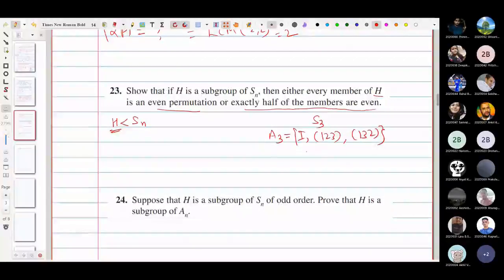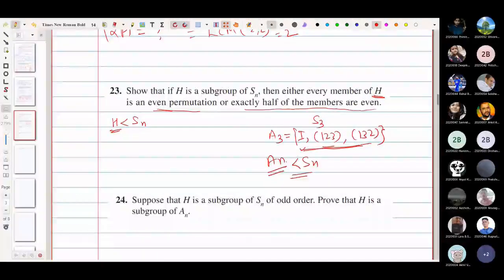So you can see even the identity is an even permutation, and because they are 3-cycles, they are also going to be even permutations. Okay, so this is the first case. This can be considered as an example in favor of this statement. But the thing is that we need to prove it. So they are telling that either every member of H is an even permutation, which means in general we are talking about An. Okay, so we are done, because An is a subgroup of Sn, that we know.